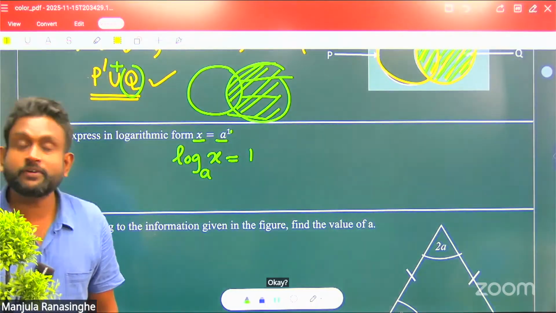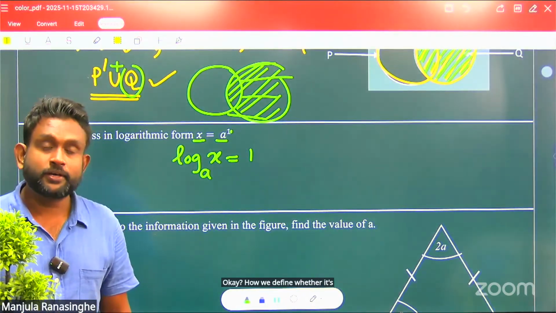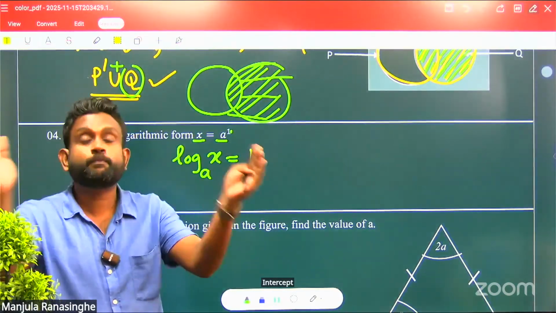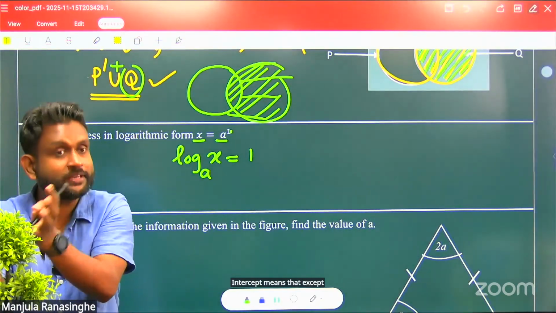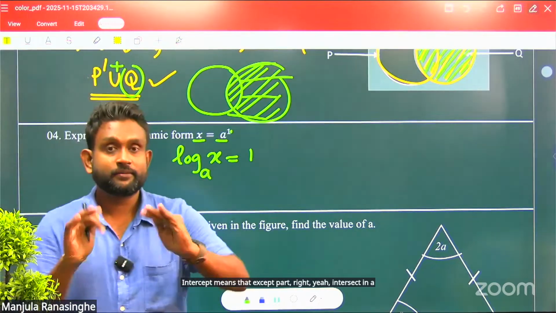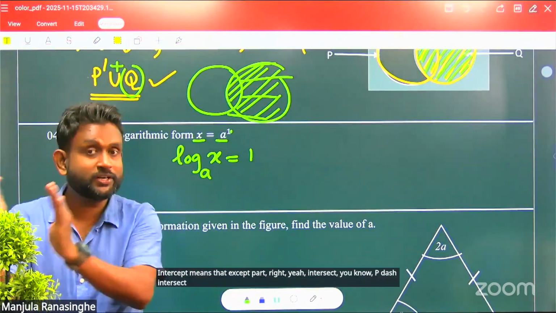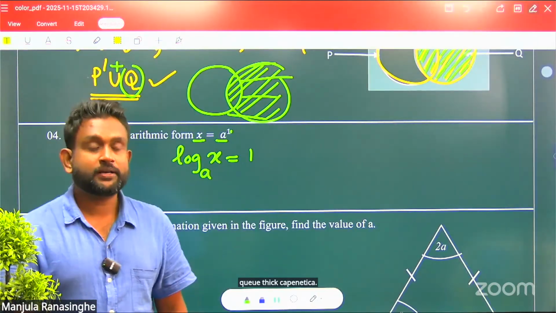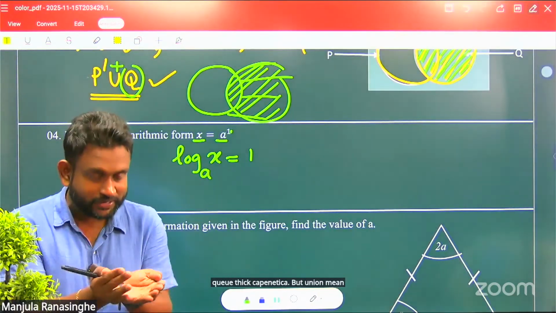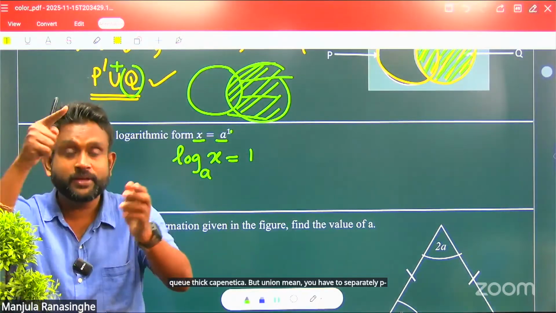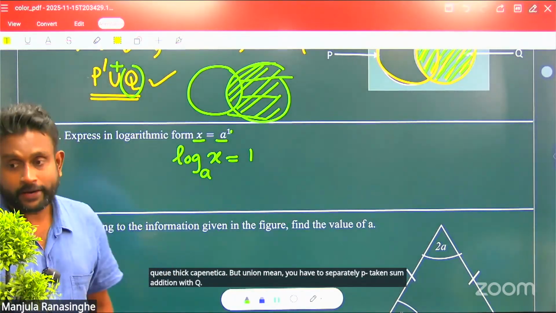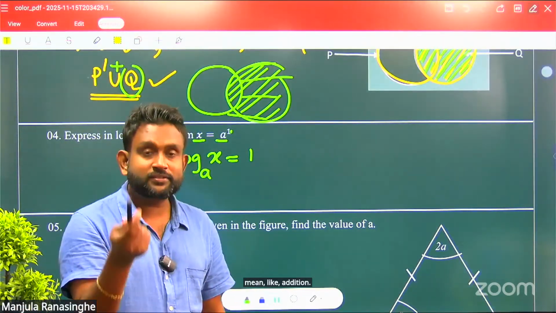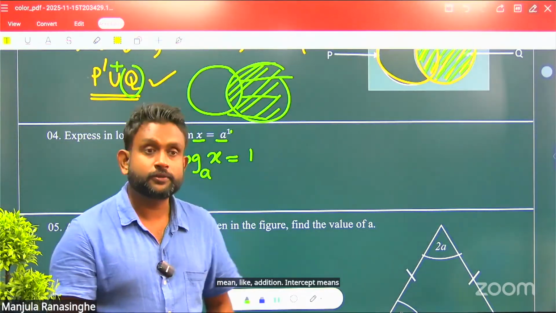How do we define whether it's intersect or union? Union is the sum. Intersect means the common part. Intersect means we take the overlapping part. P dash intersect Q means the part where P dash overlaps with Q, the common region. But union means you have to take P dash separately and add it with Q. Remember, union is like addition. Intersect is like the common region.